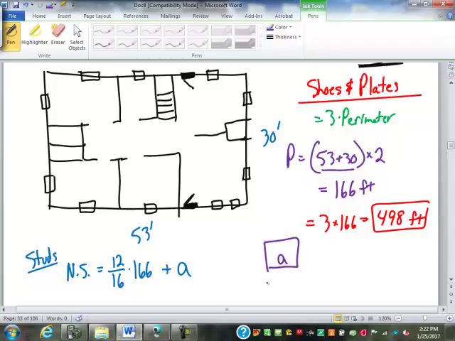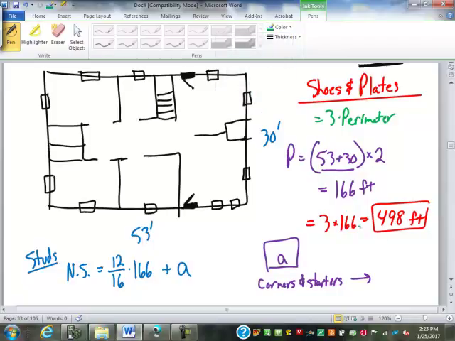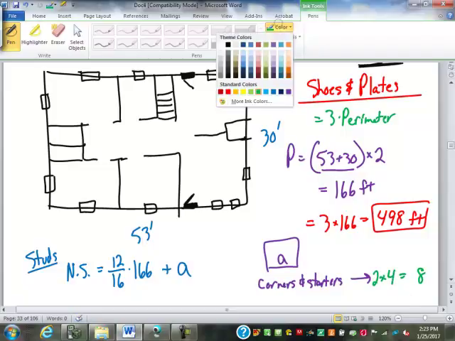So one of the first things we do for A is our corners and starters. How many corners are in this house? 4. Right, there's 4 corners, and we add 2 per corner. So 2 times 4, we're going to add 8 for the corners.